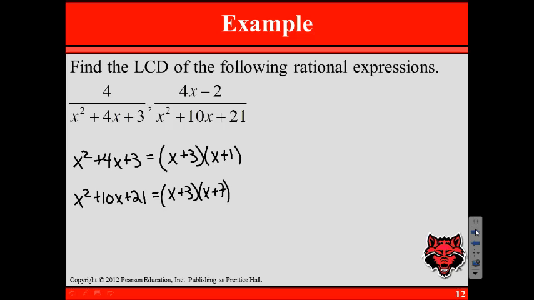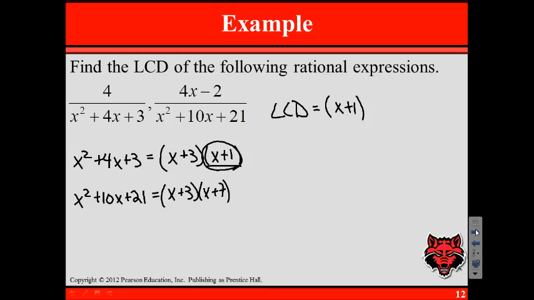So when we talk about the unique factors from each list, we have x plus 1's, we have x plus 3's, and we have x plus 7's. We're looking for the most times each unique factor shows up in each factorization. So let's start with x plus 1. In the first factorization, we have one factor of x plus 1. In the second factorization, we don't have any, so the most it ever shows up is one time. So in our least common denominator product, it will show up one time.